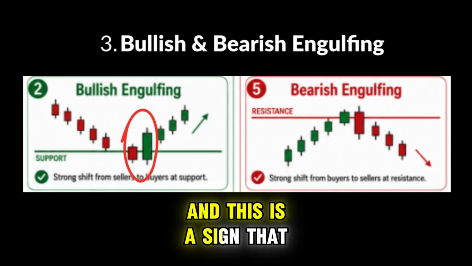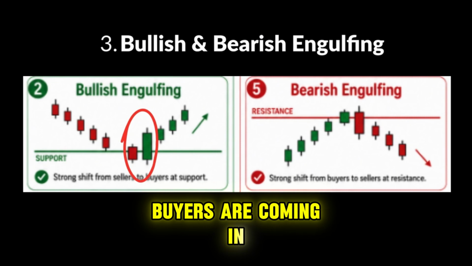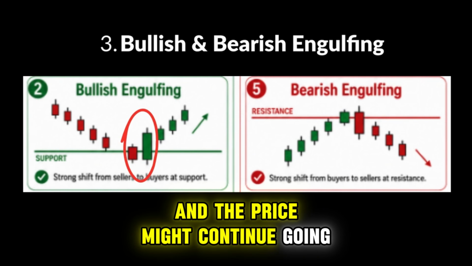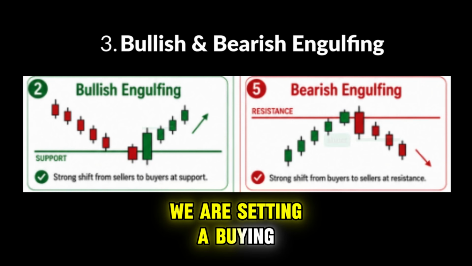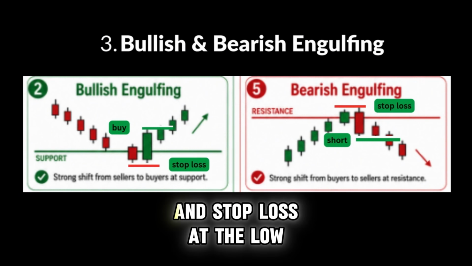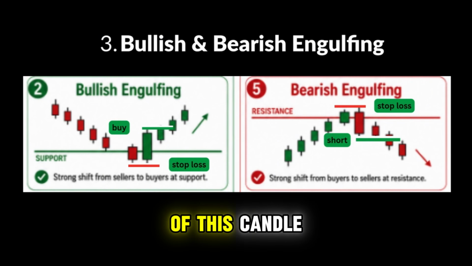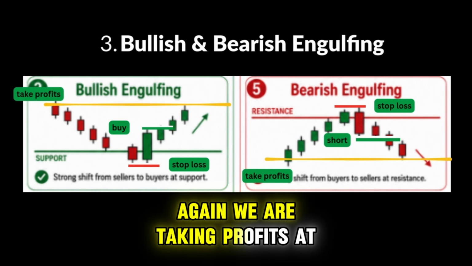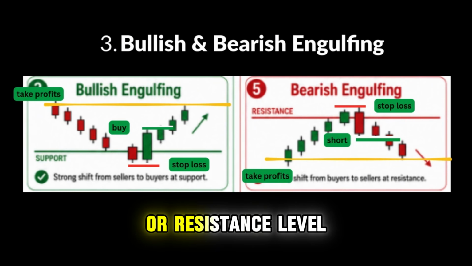And this is a sign that buyers are coming in and the price might continue going upward. They are setting a buying order at the high of the bullish engulfing candle and a stop loss at the low of this candle. Again, we are taking profits at the next support or resistance level.